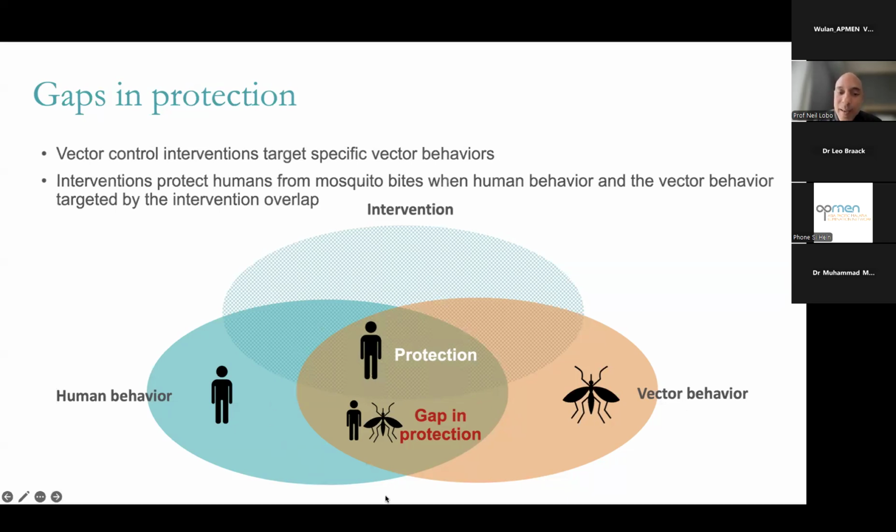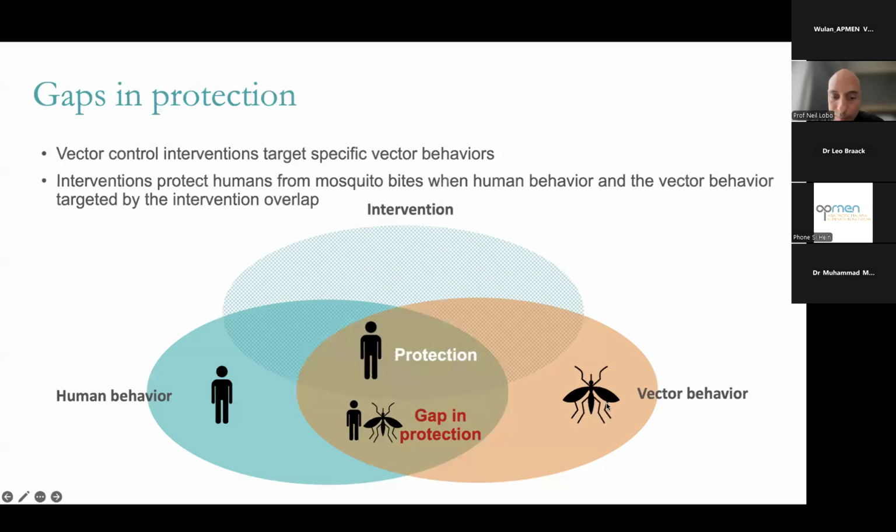And where they overlap, we get transmission. Let's say your mosquito bites a human inside their house and the human is inside the house, that's where there'll be a transmission event. Now you put your intervention there, and where humans, vectors, and the intervention overlap, that's where we get protection. So a human is under their bed net, inside the house, where the mosquito comes to bite, you will get protection.